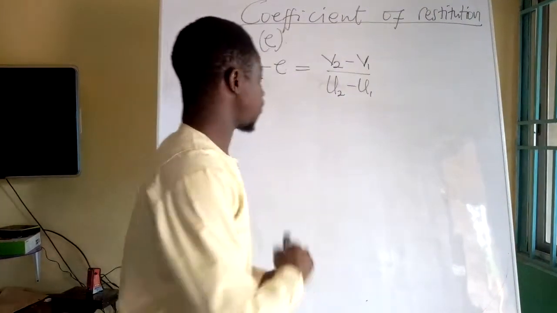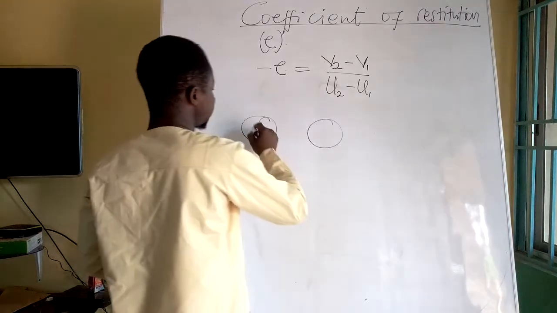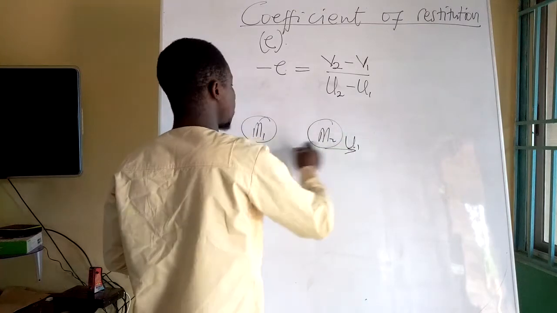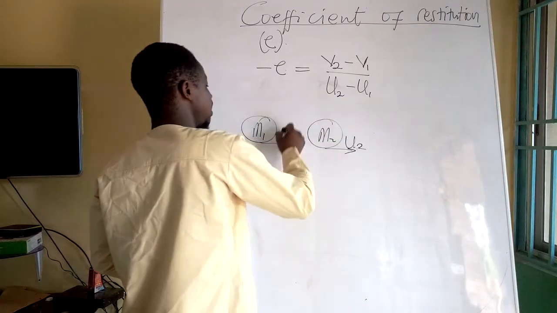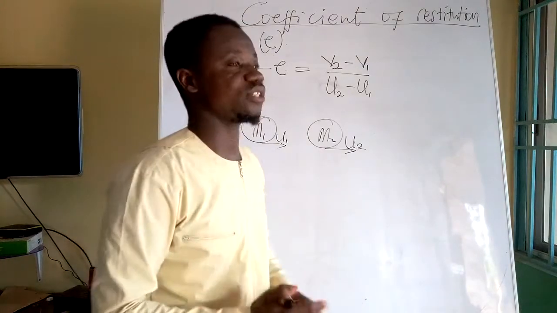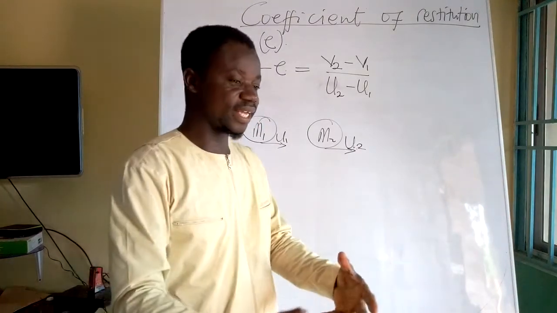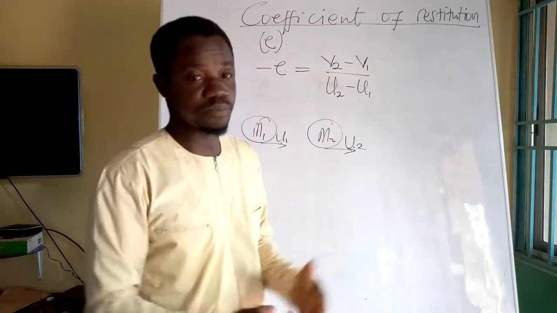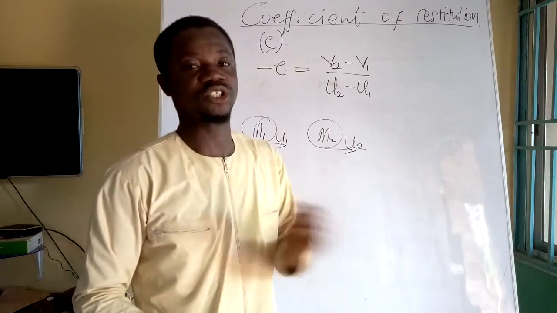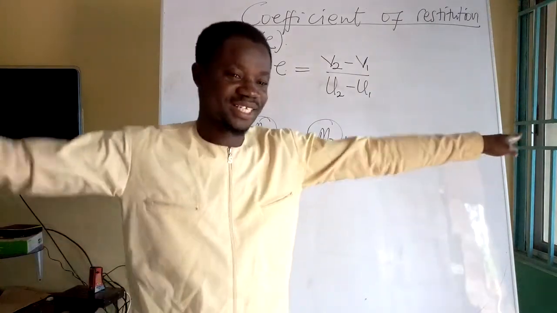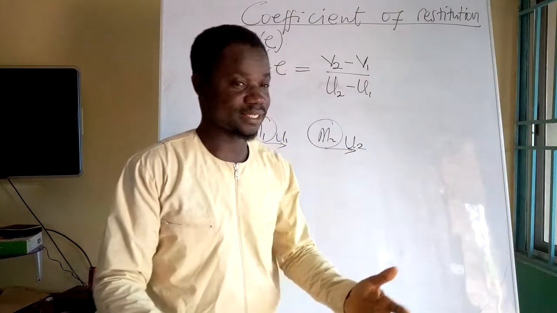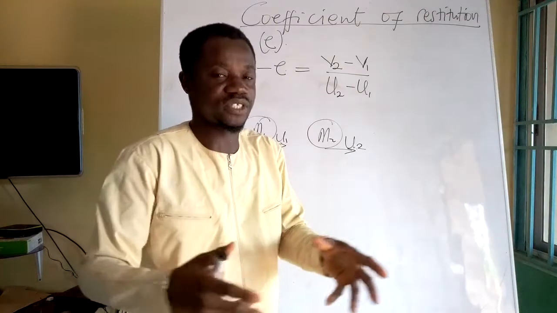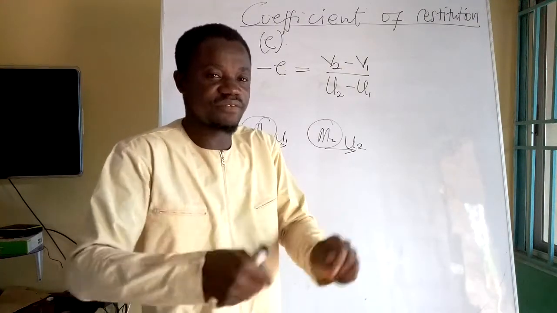For a system of colliding bodies, M1, M2, moving with velocities U1 and U2, that engage in collision. Before they engage in collision, they probably approach each other, because if they don't approach each other or one of them doesn't bump into the other, there can be no collision. If two bodies move separately in their own ways like this, they won't collide. So when we say the velocities of separation, we are talking about their final velocities, the difference in their final velocities.